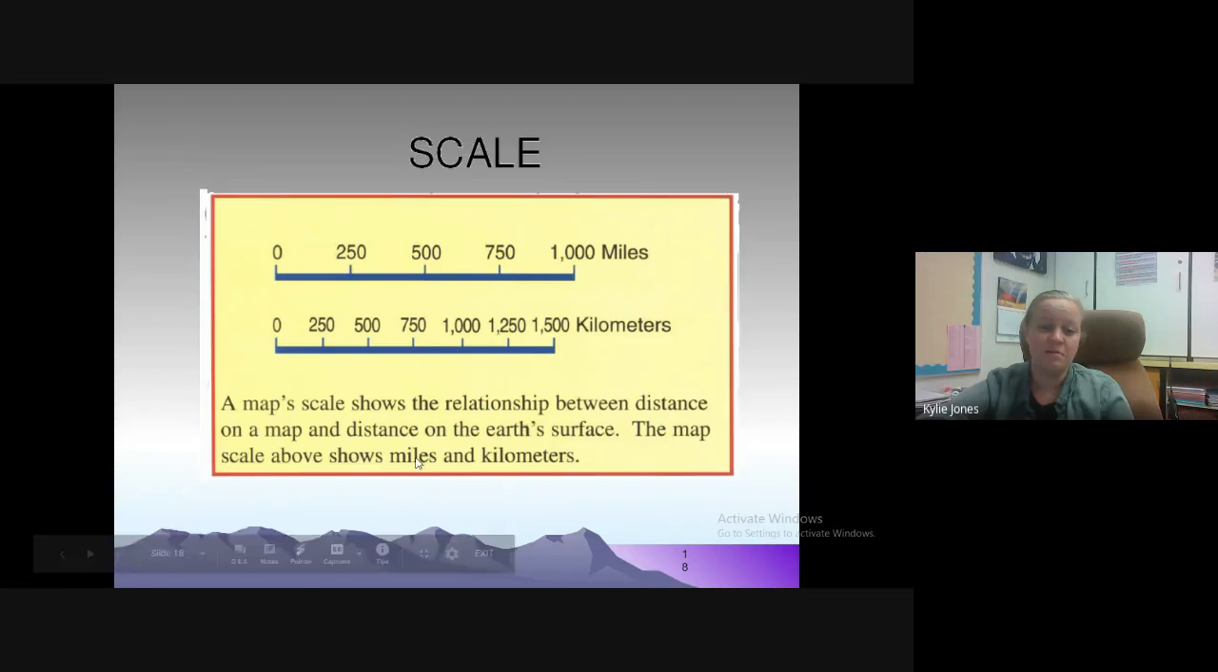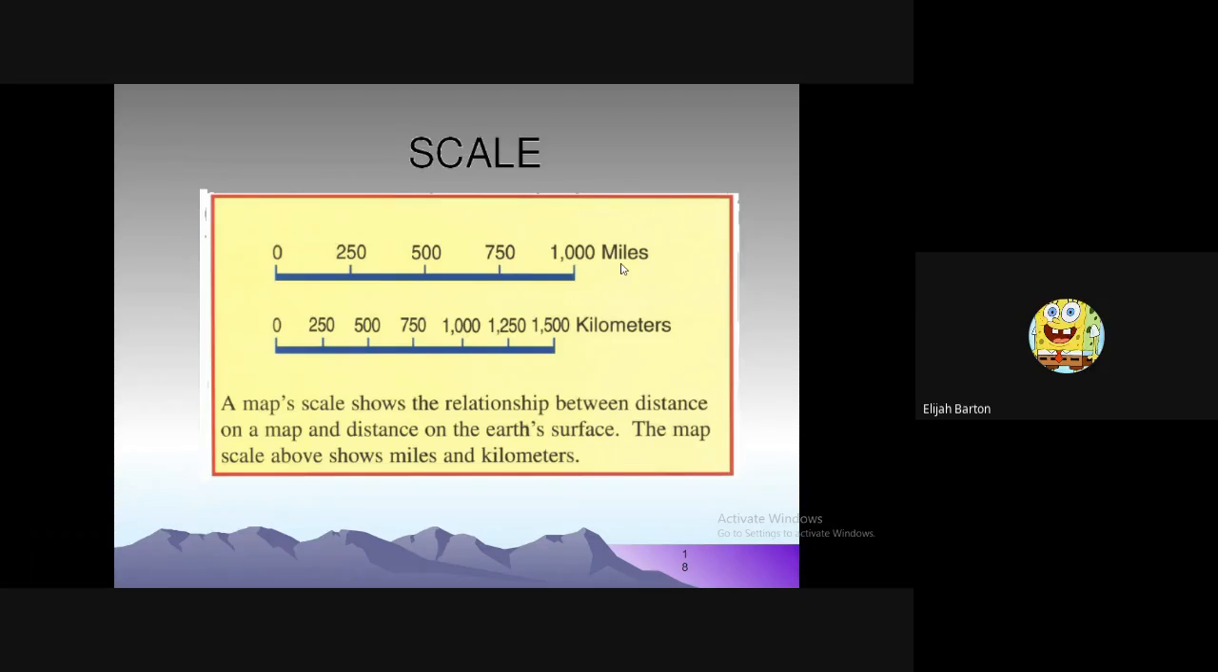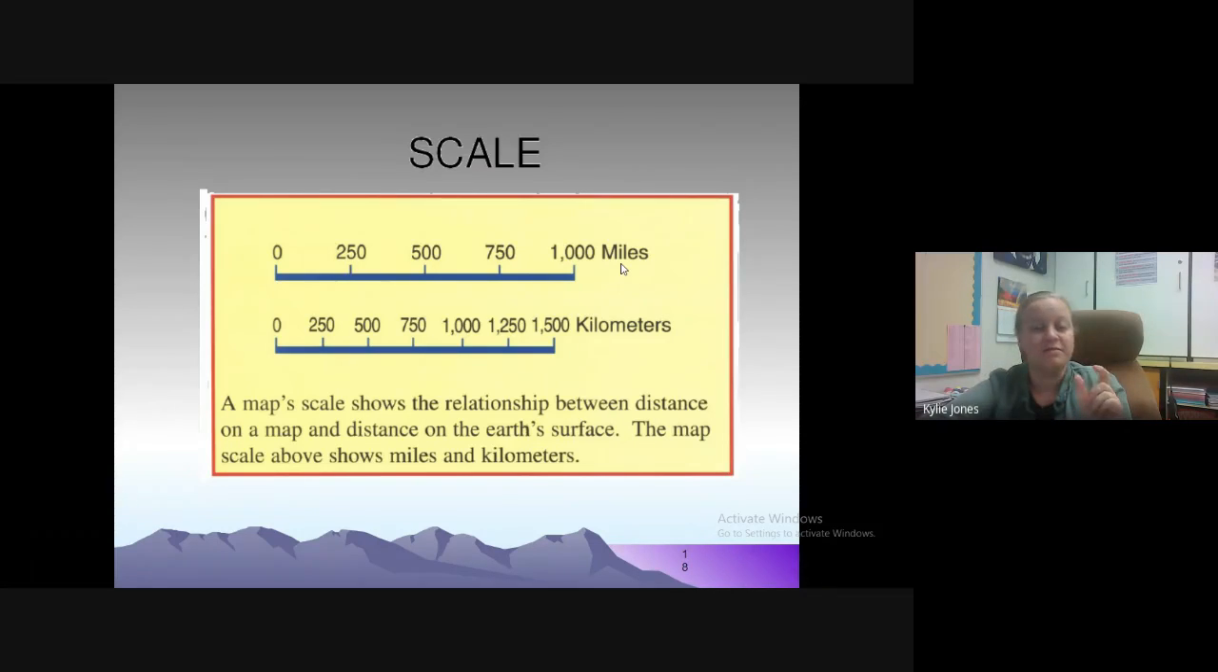The map scale above shows miles and kilometers. So these are really long. A mile is a long way. You're not going to be able to fit that on one map, right? So a lot of the time, they'll say like 1 centimeter is equal to 15 miles on a map. So if you were to put a ruler on your map and you measured out 5 centimeters, you can multiply that by the number of miles, and it would be the distance in real life, like if you were to actually walk it on the Earth.